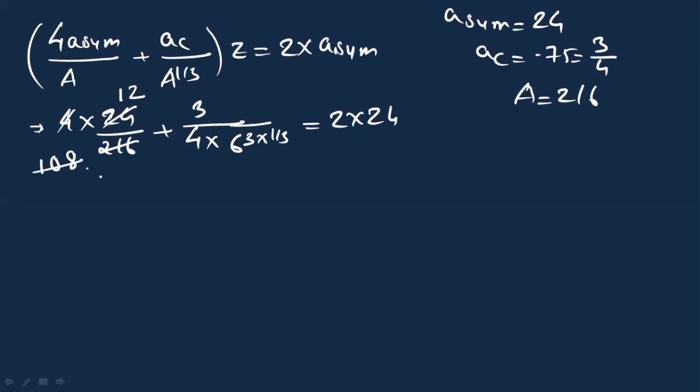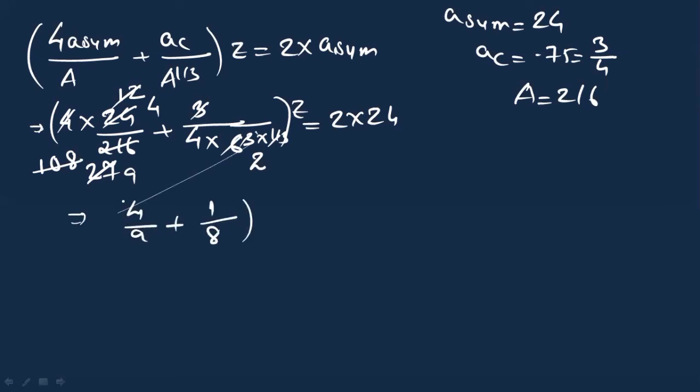4 how much are? 4 twos are 8, 4 sevens are 28. And this will cancel: 3 fours are, 3 nines are. Here you see this 3 and this 3 is cancelling. This 3 will cancel 6 2 times. So finally this entire term is multiplied by Z. So finally what will you write? 4 by 9, plus 1 by 8, into Z, equals 48.